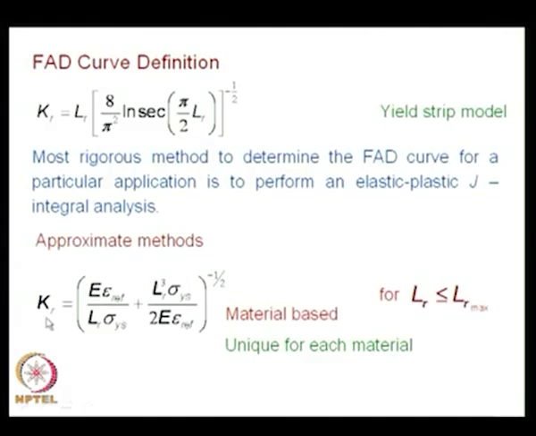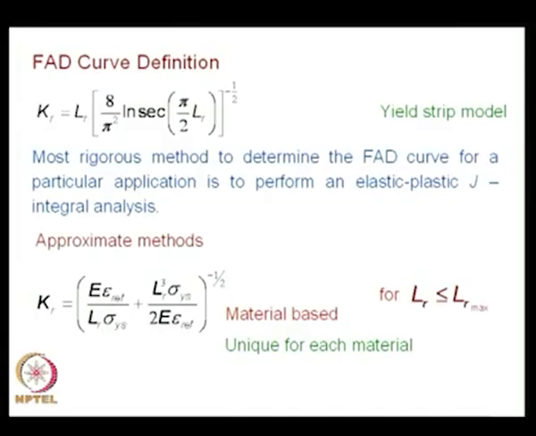and this definition of the failure envelope where KR equals E times epsilon reference divided by LR times sigma ys, plus LR cubed sigma ys divided by 2 times Young's modulus times epsilon reference, whole power minus half, and this curve is unique for each material. That means, for different materials you need to have different FAD curves.